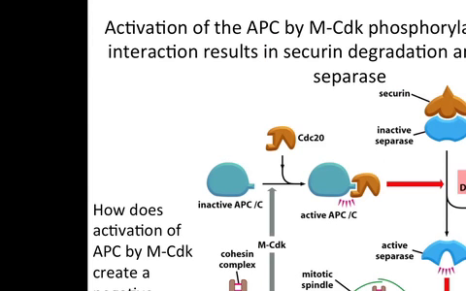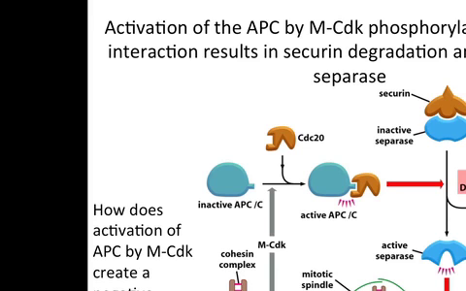So remember we're talking about things that MCDK does. One of the other things it does is it activates APC, and it activates through phosphorylation and CDC20, that coactivator interaction. So now you have an active APC. There's your inactive APC, there's CDC20, they come together, they're active.